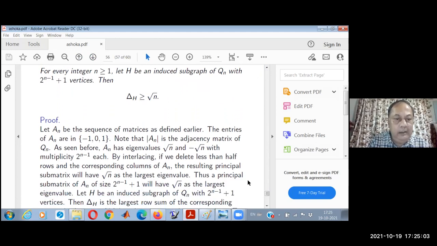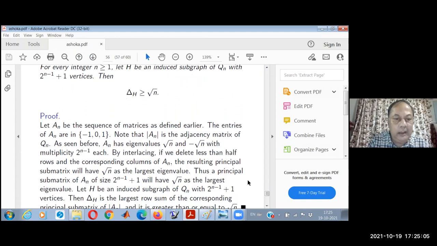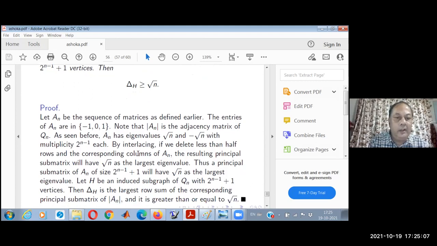And apparently people found out, okay, I'll make some remarks later maybe. So this is what I did in that recursive construction. And if you remove the minus signs, you are back to the adjacency matrix of the hypercube. So |An| is just the adjacency matrix, and An has eigenvalues √n and −√n with multiplicity 2^(n-1) each.